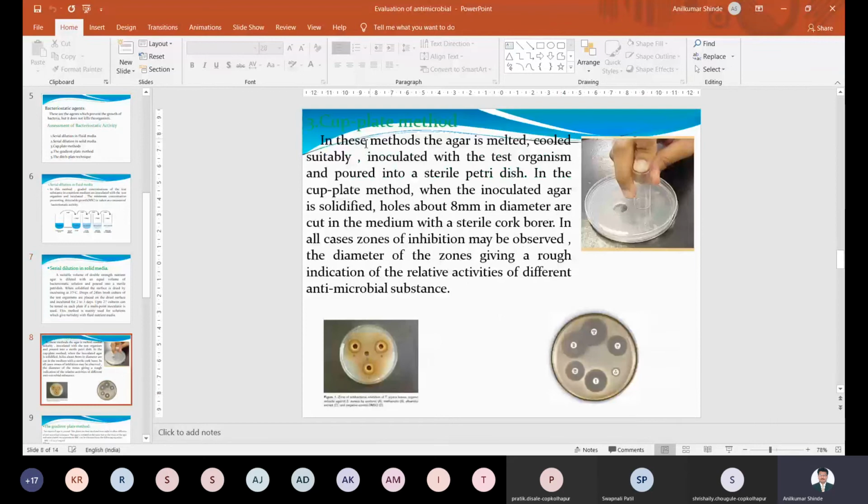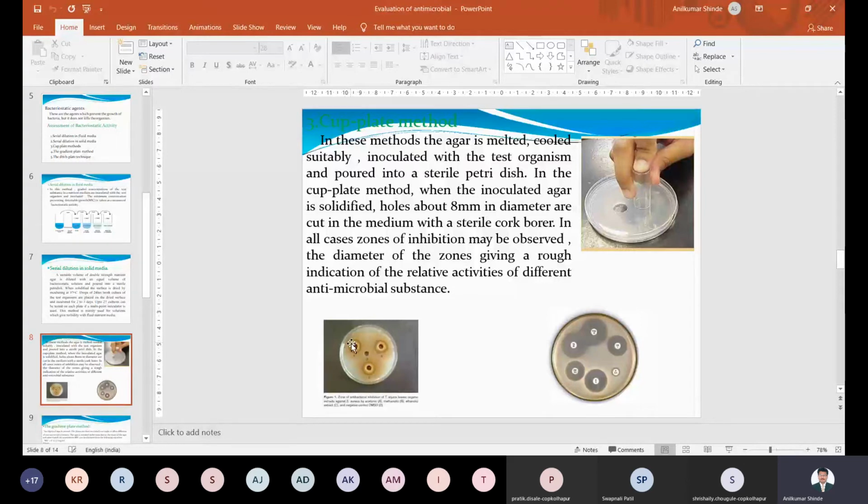This is covered as the cup plate method. We already said that you can prepare it. Take the molten agar medium and pour it into the petri plate, right? After solidification of the petri plate, you can prepare the bore with the help of this instrument. After preparation of the bore, you can add the disinfectant solution into that bore, and spread the test organisms on the surrounding surface of the agar medium and incubate for 24 hours. After that incubation, see the growth.